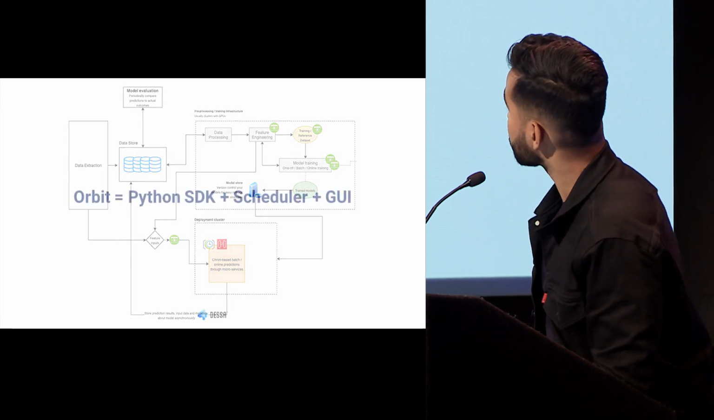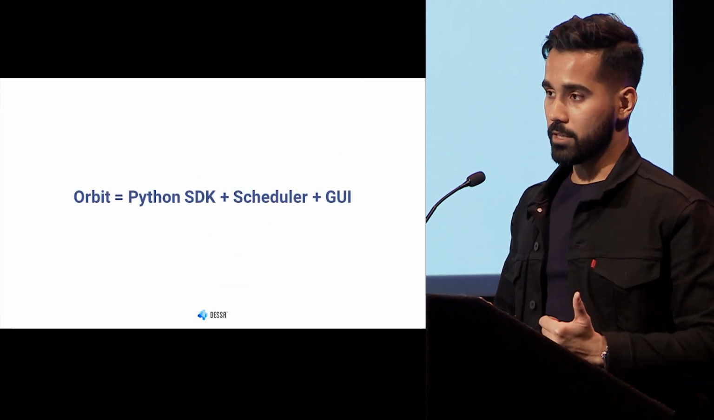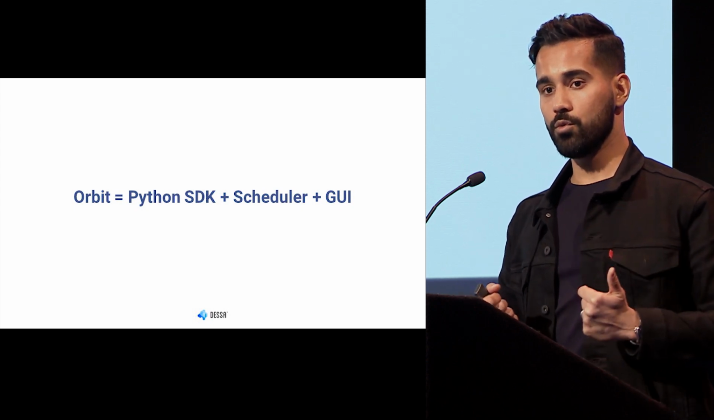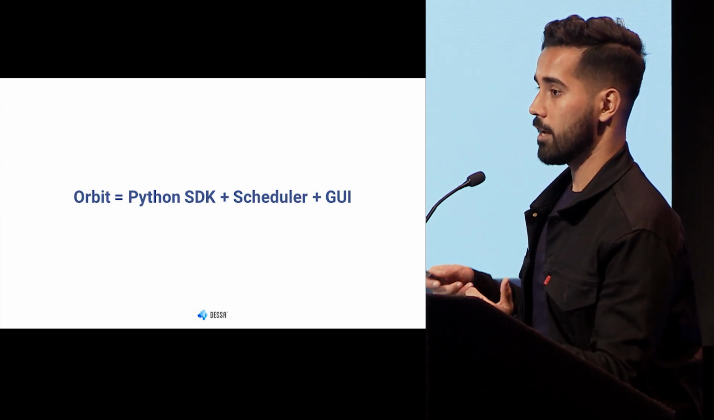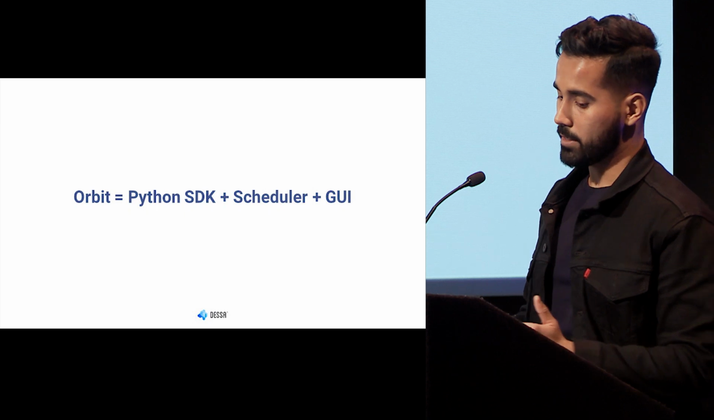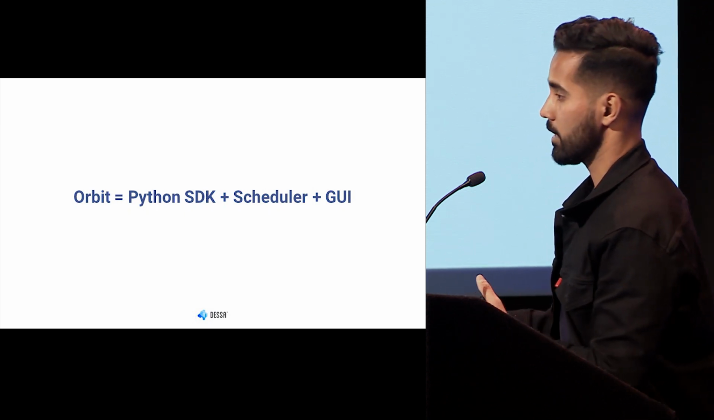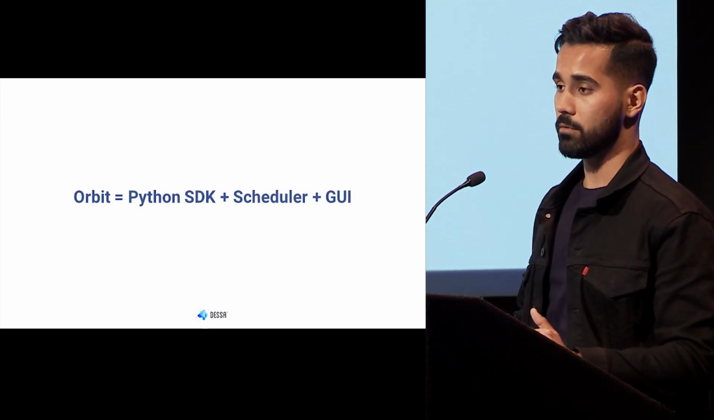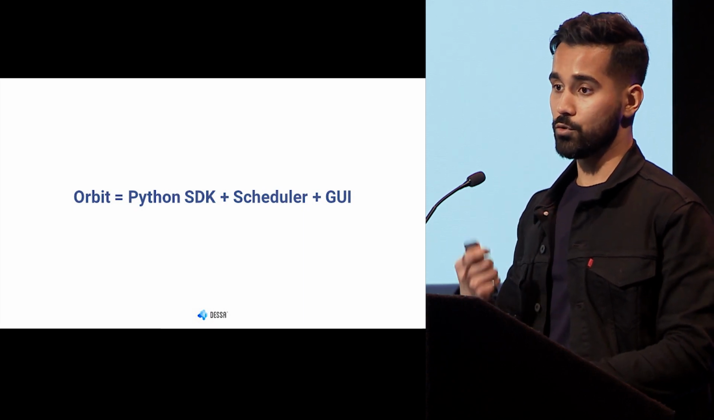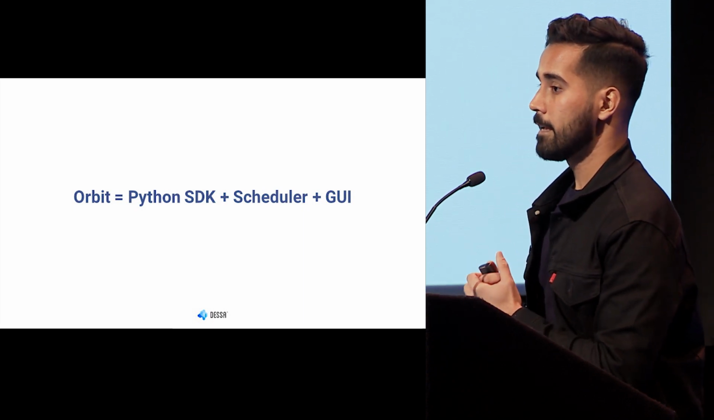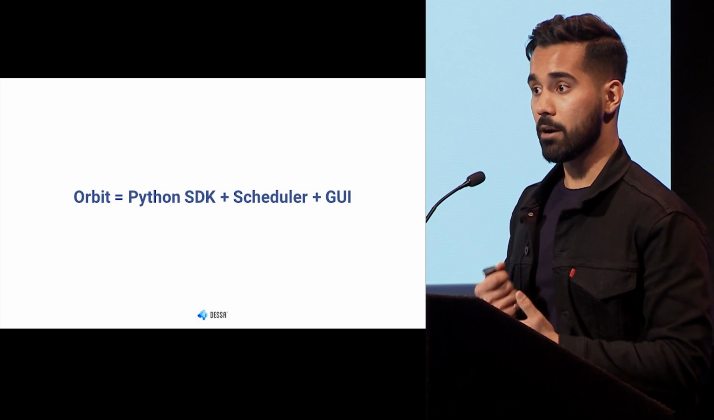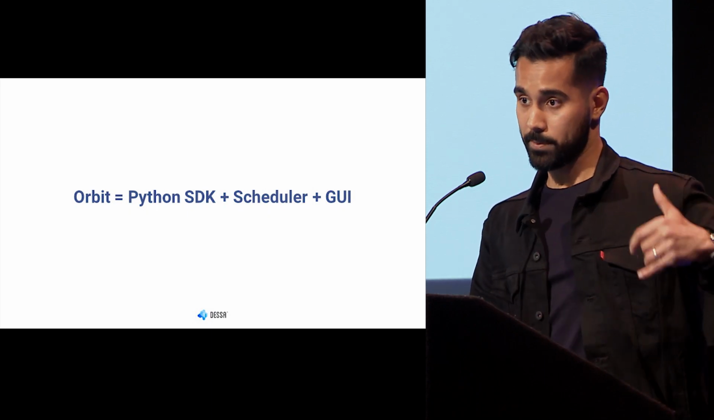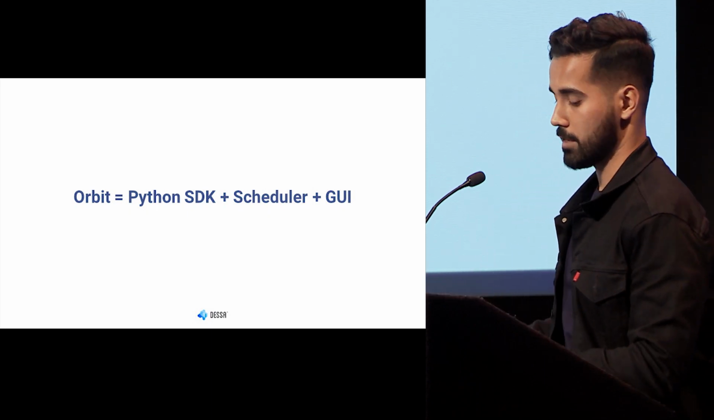Okay, so the way we solve this at Dessa is through our software. It's called Orbit, right? And Orbit is a combination of a Python SDK, a scheduler, and a GUI, right? That allows us to do this kind of monitoring, right? The Python SDK is used by our data scientists to be able to write expectations, right? Which I'll talk about shortly.